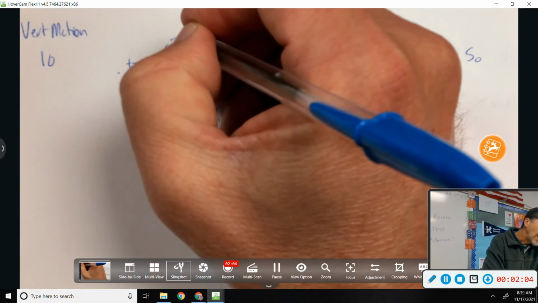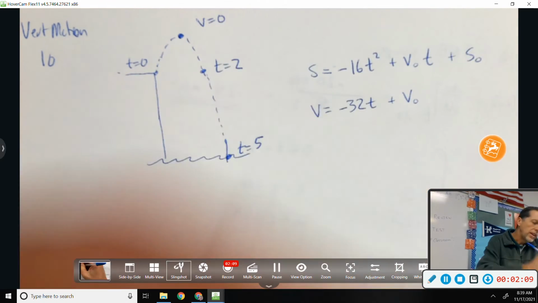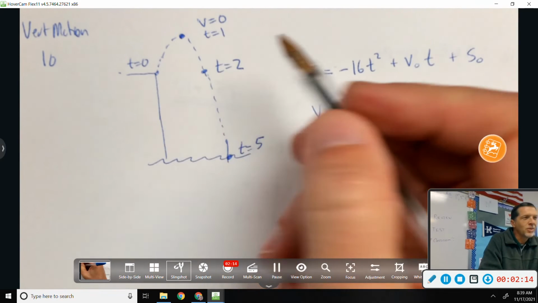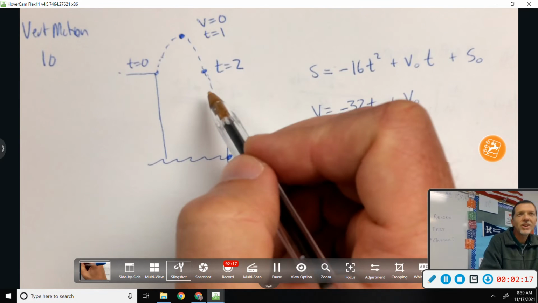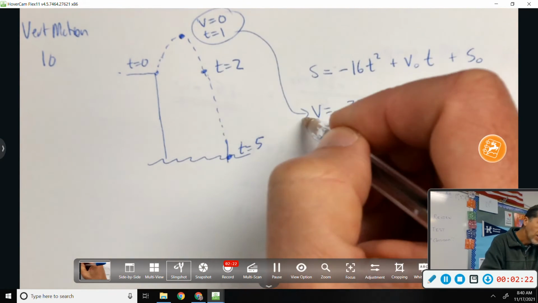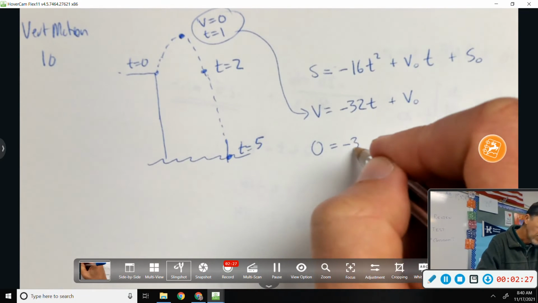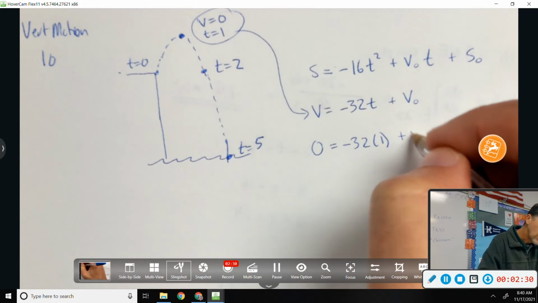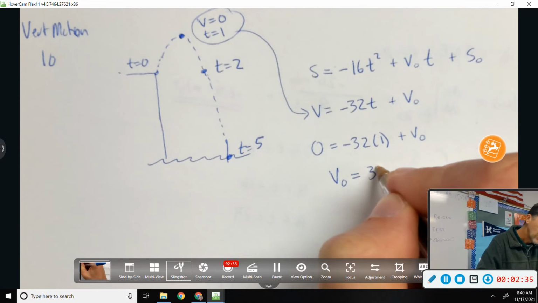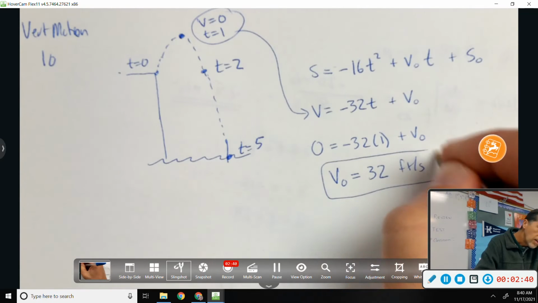What do we know at the top here? How do you know t is 1? It's halfway in between. Yeah, however long it takes to go up is how long it takes to come down. So that I think we can use right here. So v is 0 and t is 1. So now we know what v0 is. That was 32 feet per second.